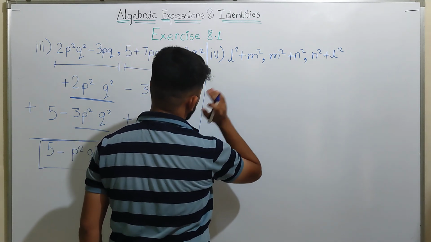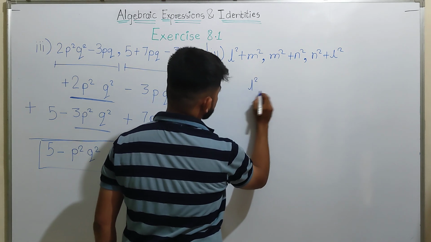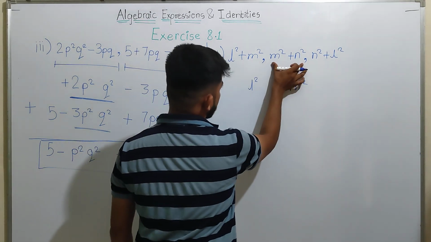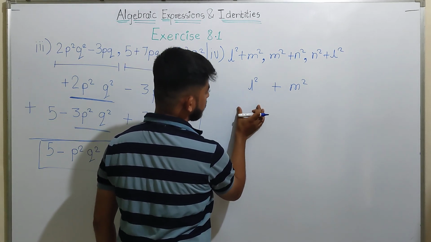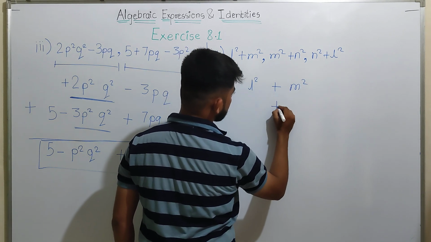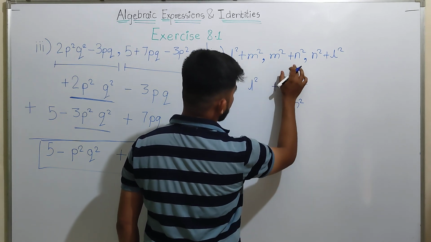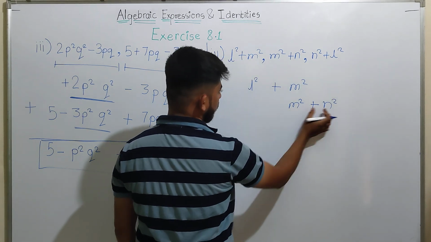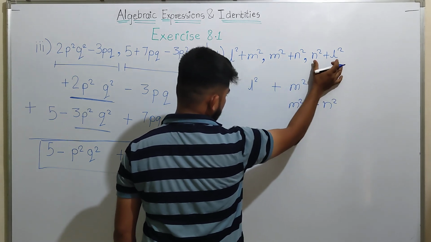Keep in mind, we have to add this. So I'll write the first term over here: l² plus m², right? In the second term, do I have l²? No, I don't have, so I'll leave some space. Do I have m² in the second term? Yes, I have, so I'll write m². This is the second term. Do I have n² in the first term? No, I have left the space. Now move towards the third term.